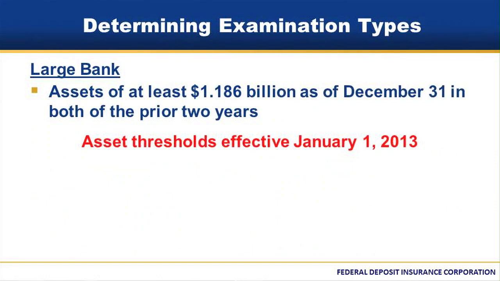A large bank for CRA purposes has total assets of at least $1.186 billion as of December 31st in both of the prior 2 calendar years. As mentioned previously, large banks are subject to CRA loan data reporting requirements. The regulation allows a full calendar year to comply with these data reporting requirements. A bank should provide the necessary resources to ensure accurate reporting. Please note that the CRA asset size thresholds are indexed and change each year.